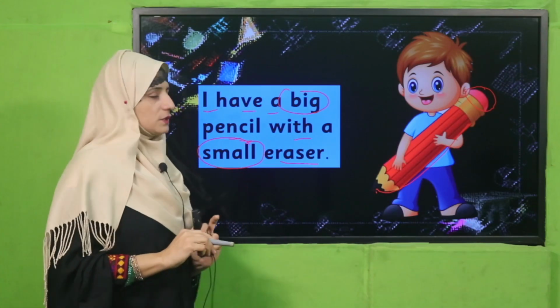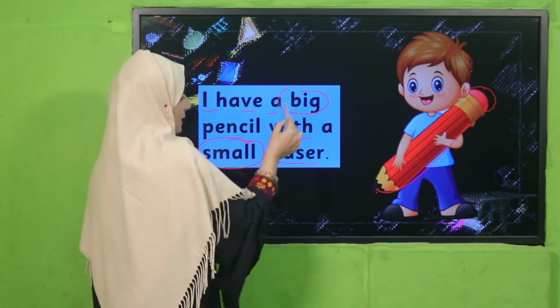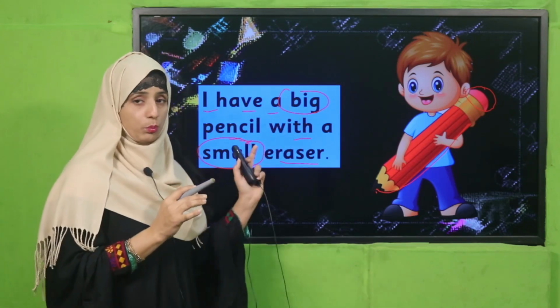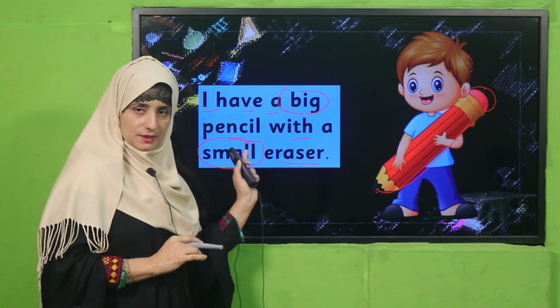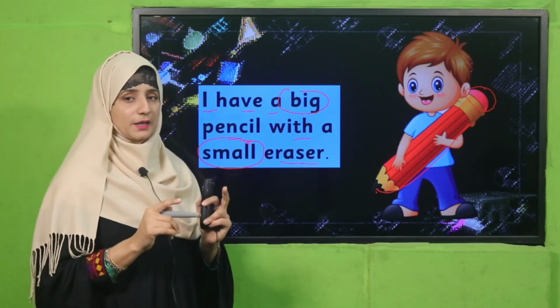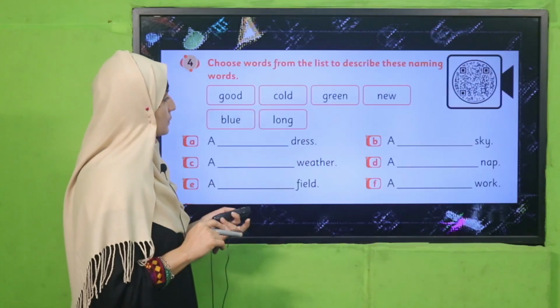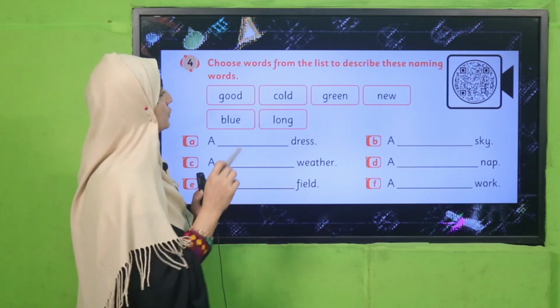I have a big pencil with a small razor. Now, these are opposite. Okay? Both are describing words, but they are opposite in pairs. Got it? So, yes, what you have to do?